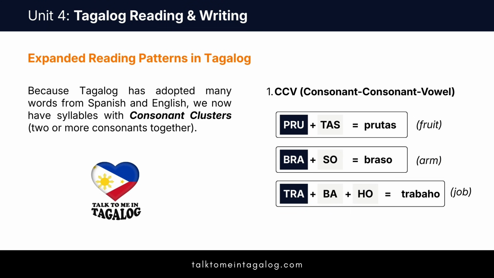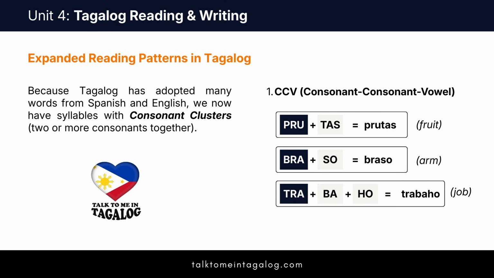Next, we have the word braso, which means arm. The first syllable "bra" begins with BR plus the vowel A. The next syllable "so" completes the word. So we read it as braso. And the last one is trabajo. Consonant cluster TR plus A, plus the syllables "ba" and "ho" gives us the word trabajo, meaning job or occupation.